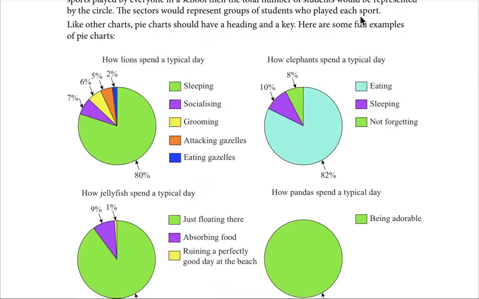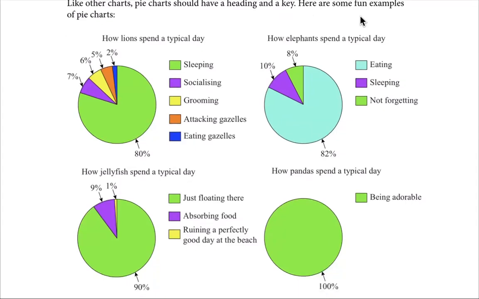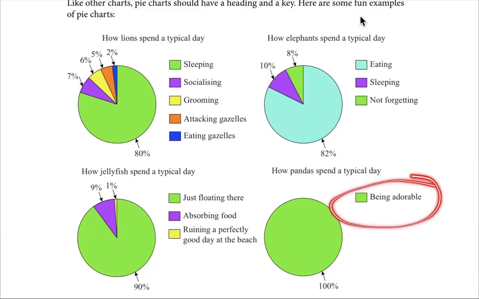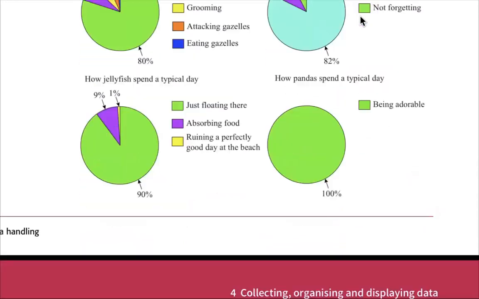So then you can see how jellyfish spends a typical day, just floating there, absorbing food, ruining a perfectly good day at the beach, 1%. 90% is just floating there. How pandas spend a typical day? Being adorable. Quite cute, this one.